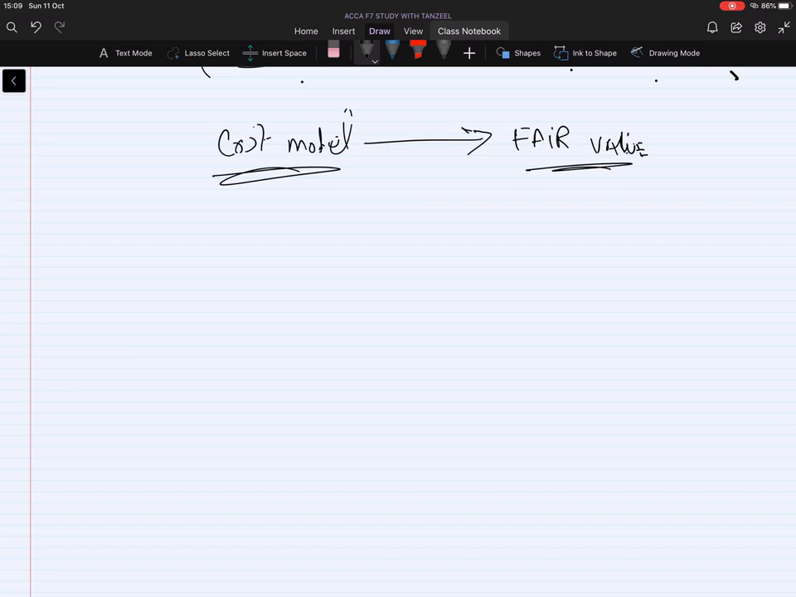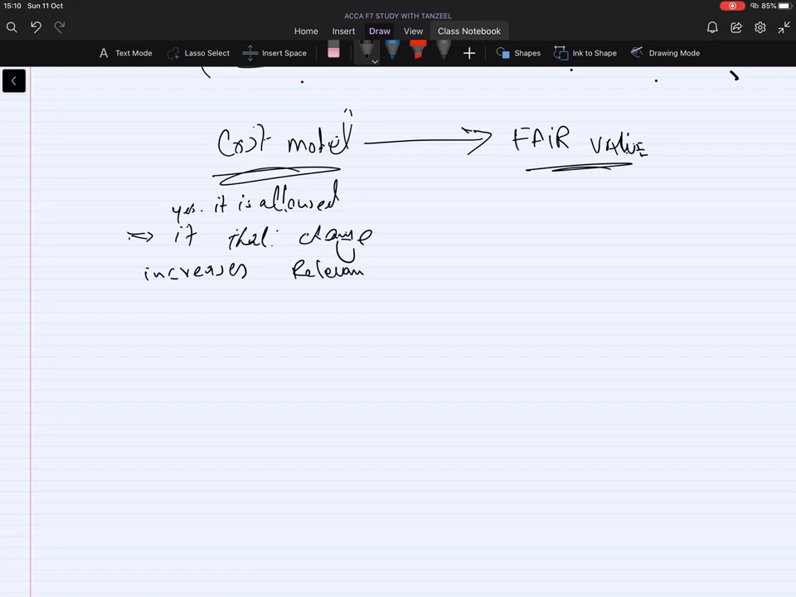Yes, it is allowed, but there is a condition: the change must increase the relevance, reliability, and presentation of the financial statements. It is allowed if that change increases relevance, reliability, and presentation of the financial statements.